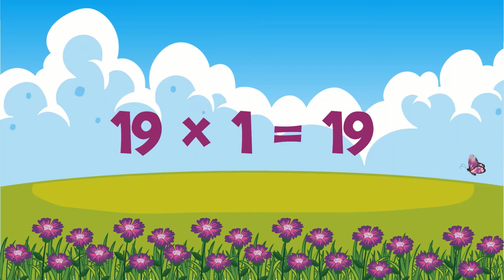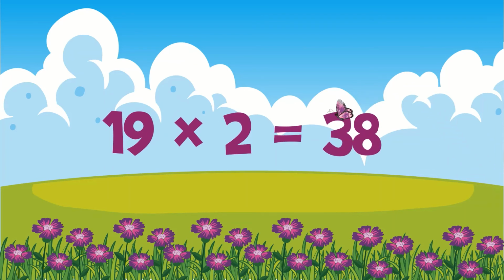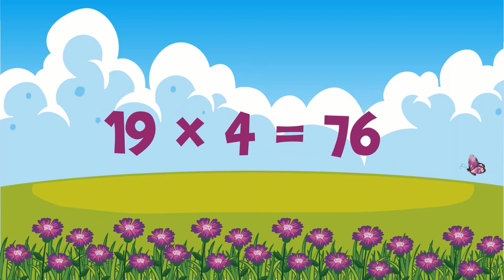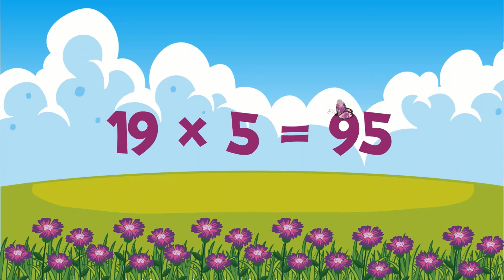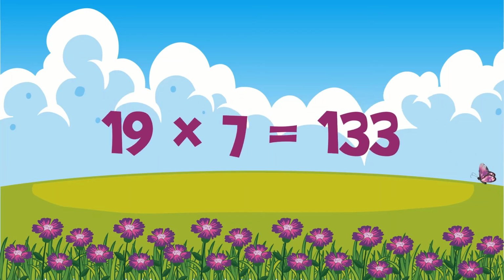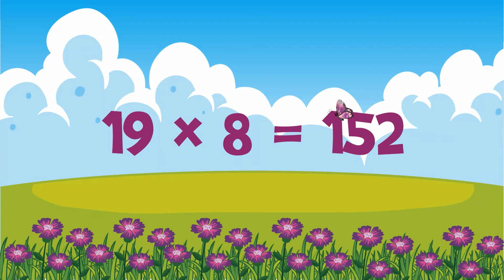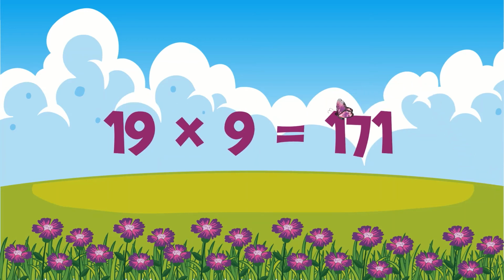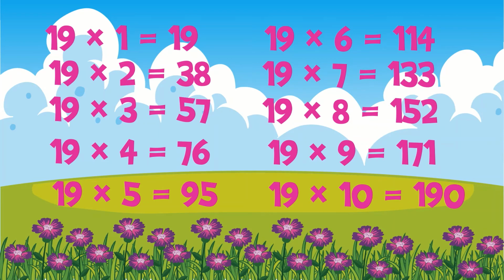19 ones are 19. 19 twos are 38. 19 threes are 57. 19 fours are 76. 19 fives are 95. 19 sixes are 114. 19 sevens are 133. 19 eights are 152. 19 nines are 171. 19 tens are 190. Kids, repeat after me. 19 ones are 19.